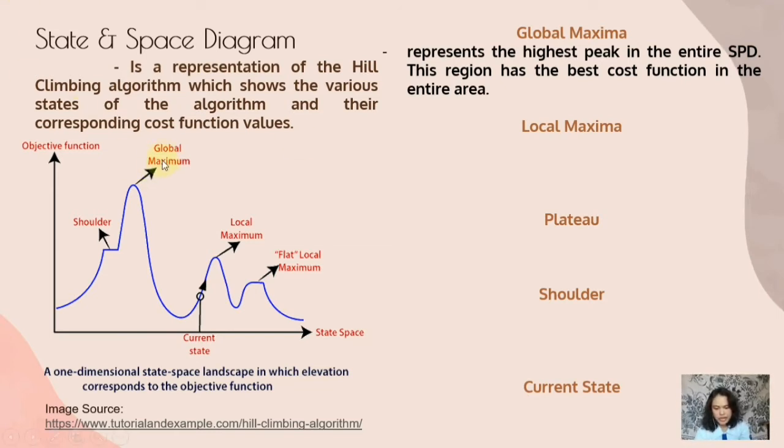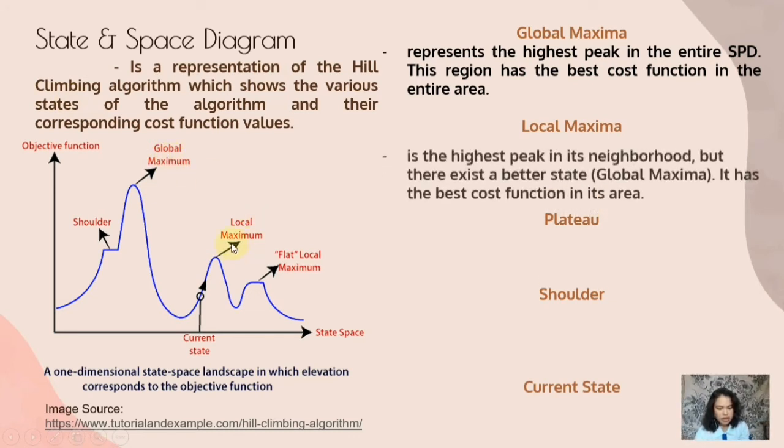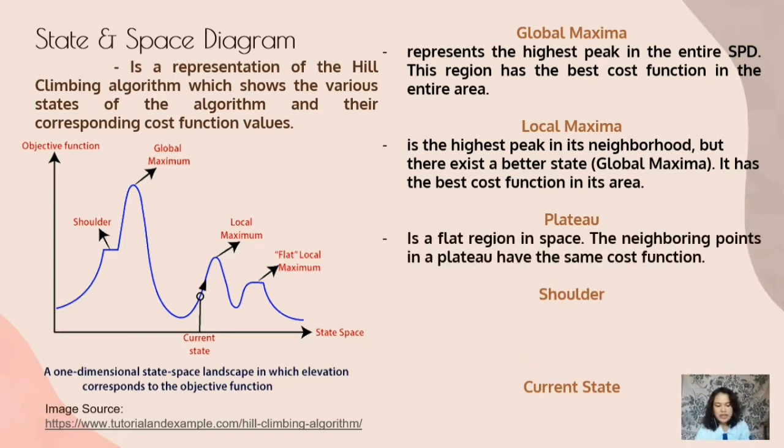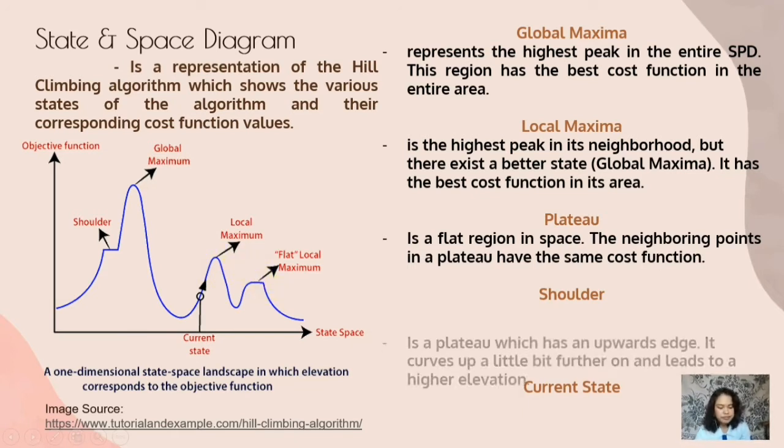So that is the global maximum, and the local maximum is the highest peak in its neighborhood, but there exists a better state, which is the global maxima. It has the best cost function in its area. So global maxima is the entire area, and local is in its own area. The plateau is a flat region in space. The neighboring points in a plateau have the same cost function.